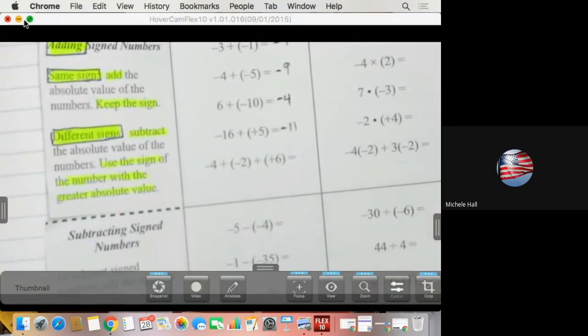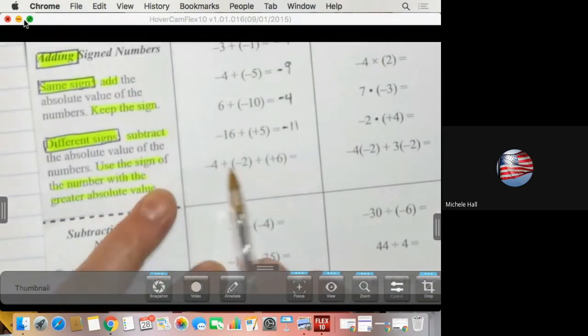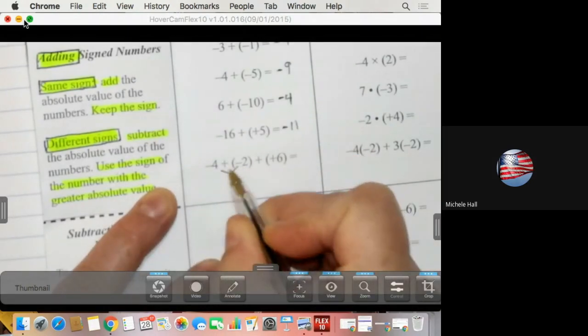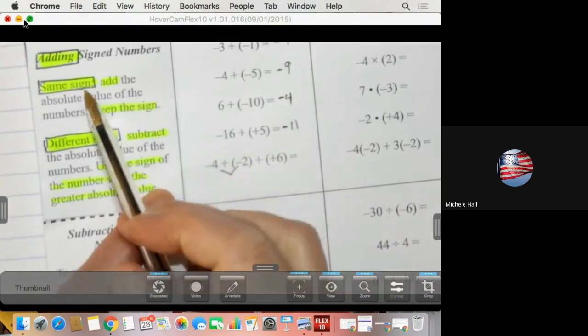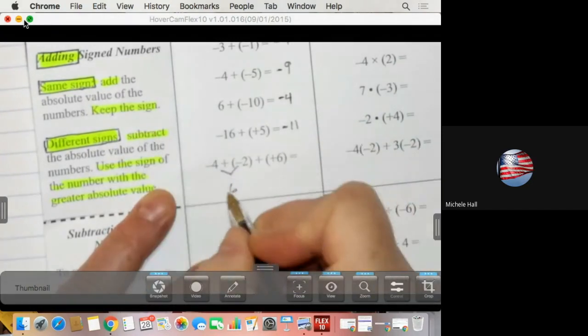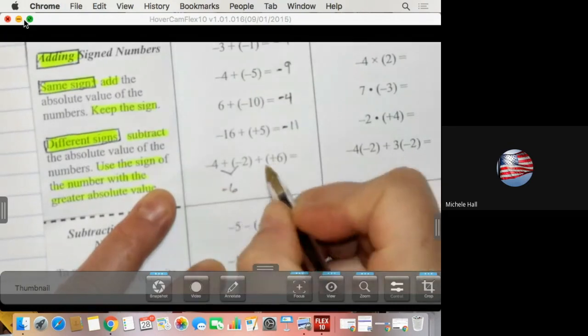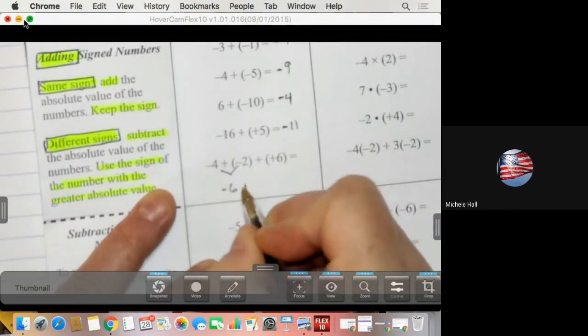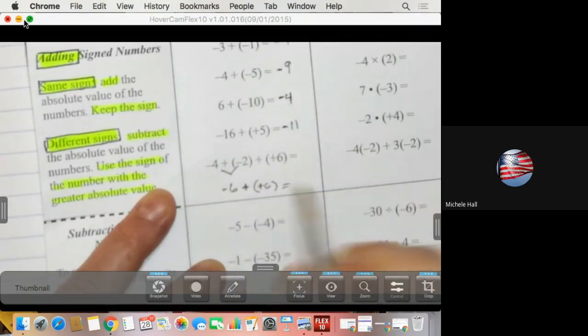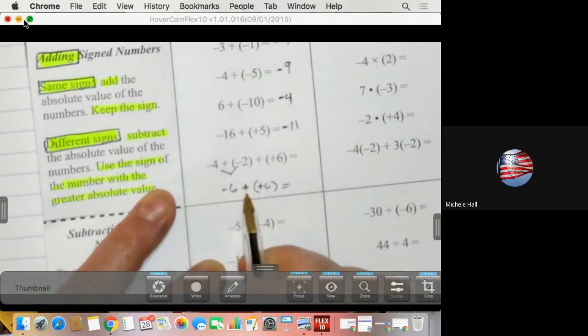Let's see. First I'm adding 2 that have the same sign. I'm going to start here. -4 plus a -2 are the same sign, so I add them up. I get 6 and keep the same sign, so I get -6. And then I need to bring down the rest of this. Plus, what am I adding to that? A +6.